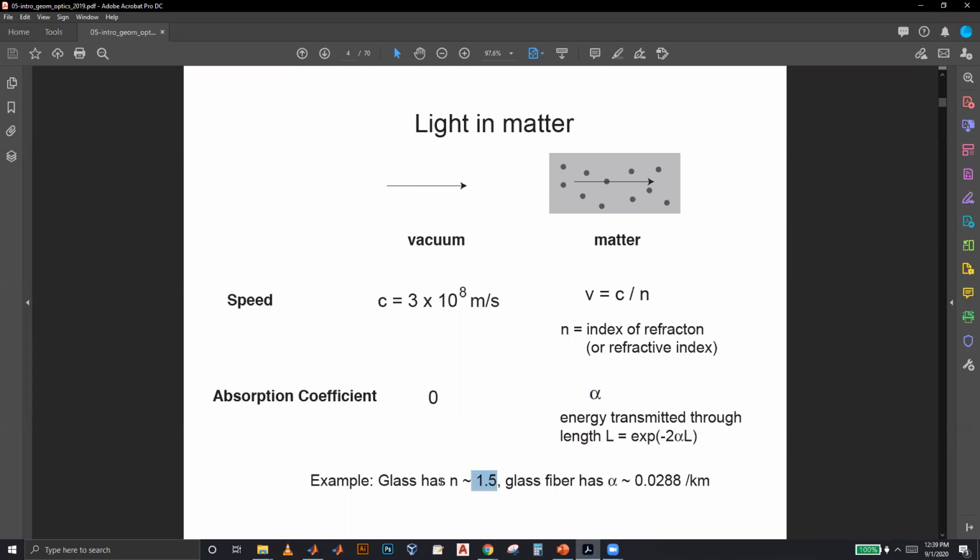Example, so I just said glass has a refractive index of 1.5. On the other hand, glass fiber has a very low absorption coefficient. So you can see the absorption coefficient is in the second place of decimal per kilometer. So see, the definition is with respect to a length L which is traveled inside the medium. So over really long distances, glass fiber has a very low absorption coefficient, which is why optical fibers are made of glass and can carry light for very long distances without suffering significant loss in the transmitted signal.